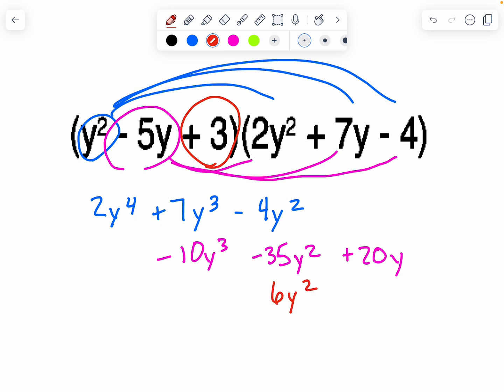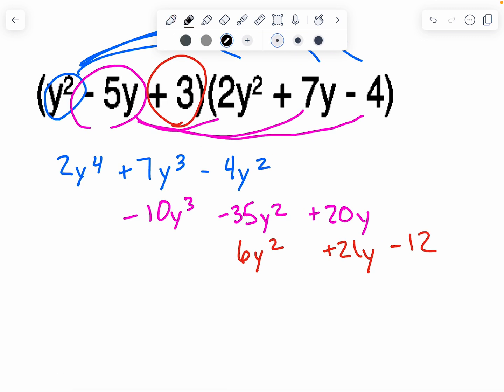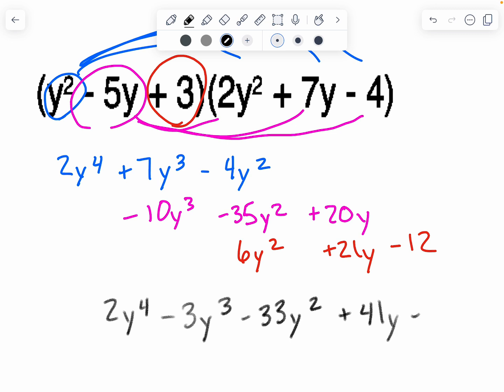6y squared plus 21y minus 12. And then I'm going to go through and combine all my like terms. So I have 2y to the 4th minus 3y to the 3rd. Negative 39 plus 6 is negative 33y squared plus 41y minus 12.